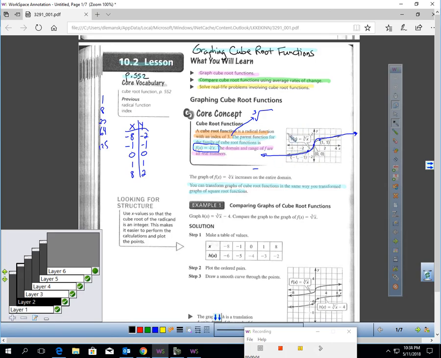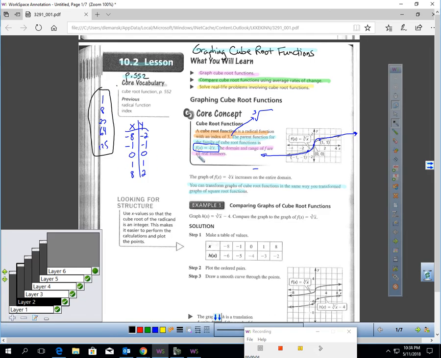Let's talk about graphing a cube root function and what it looks like. I have it drawn here. Remember your perfect cubes? We've had these in the last chapter. I'm circling them here. 1 times 1 times 1 is 1. 2 times 2 times 2 is 8. 3 times 3 times 3 is 27. 4 times 4 times 4 is 64. And 5 times 5 times 5 is 125.